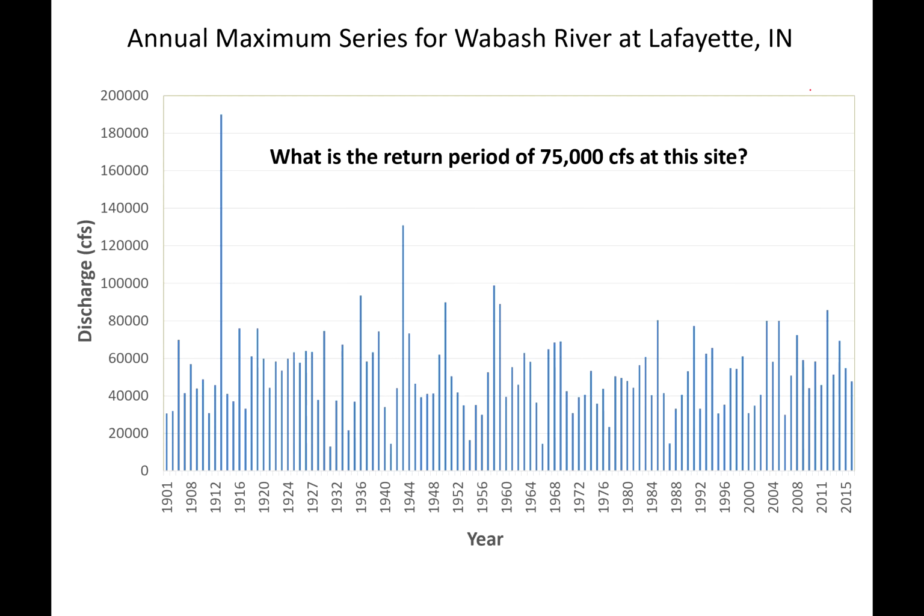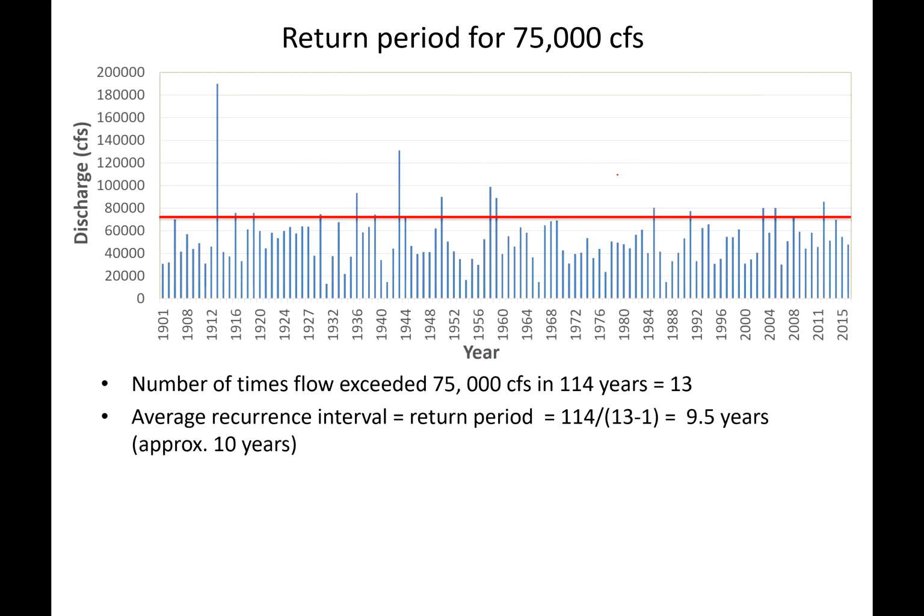So what I'm showing you here is the annual maximum series for the Wabash River in Lafayette. I have one flow value for each year from 1901 to 2015. And we are interested in finding out what is the return period of 25,000 CFS at this site. So we will be discussing two methods. The first method is easier and it's sort of graphical. What I have done here is to find the return period for 75,000 CFS.